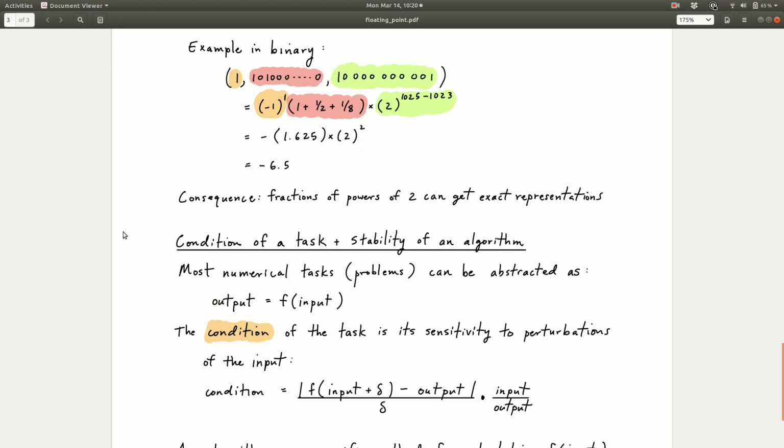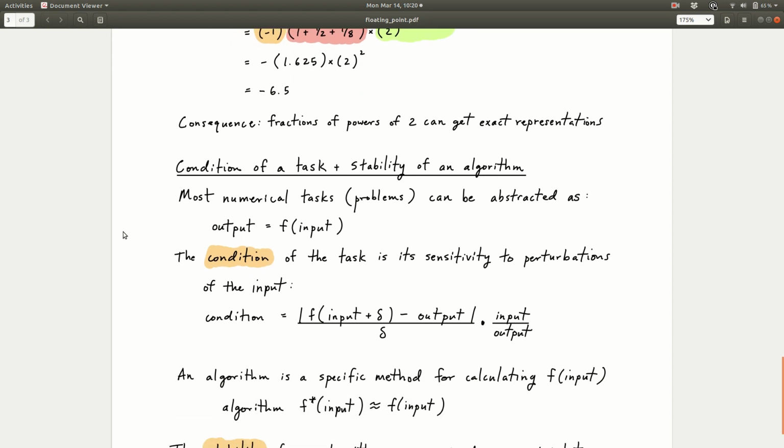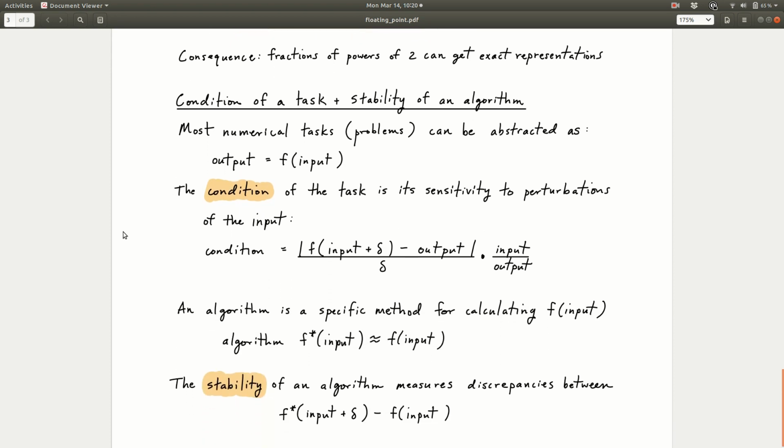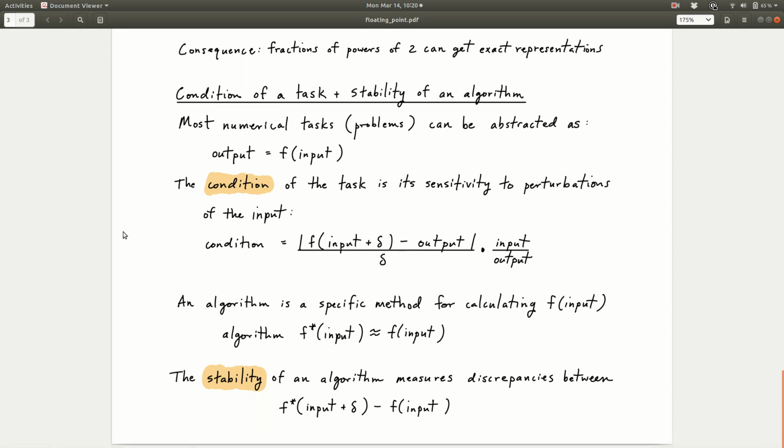Now the last thing in this document that I want to mention are the concepts of the condition of a task or a problem and the stability of an algorithm for completing a task. So this is mentioned at the end of chapter 2 of the Monahan book. And we're not going to go too deep into this. I just want to tell you kind of what these concepts are.